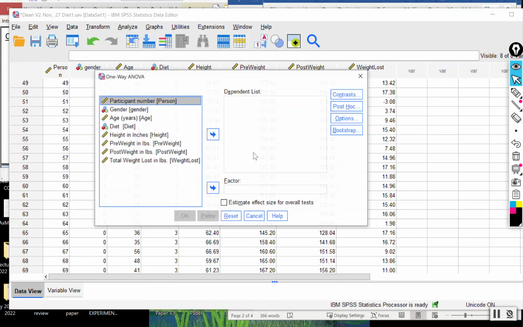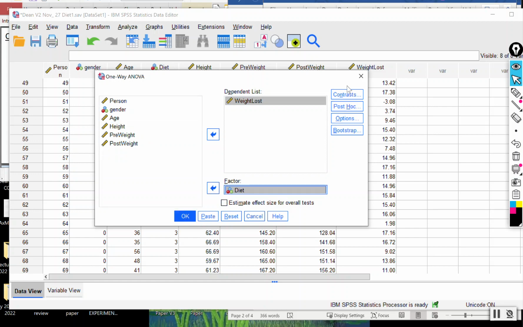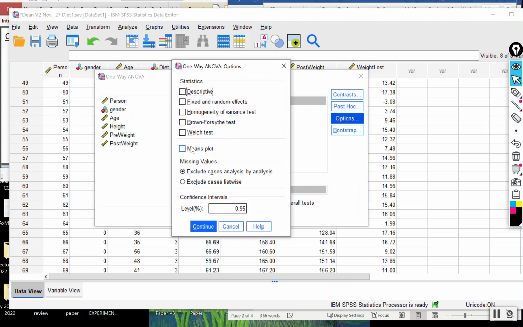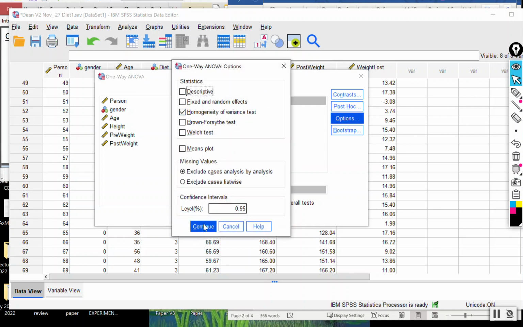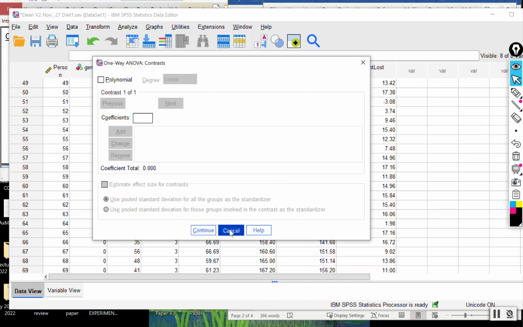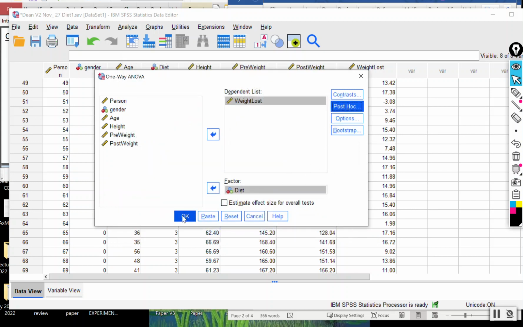So let me get back into this. Weight loss goes into the dependent variable, and diet goes into the factor list. We're going to go into Options, and we're going to select homogeneity of variance. We don't need any of the rest right now. That's going to be a little bit later. We're just going to do that for right now and then press OK.